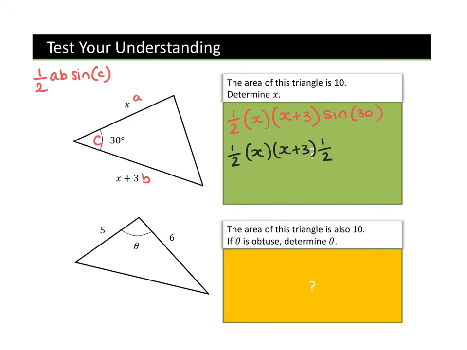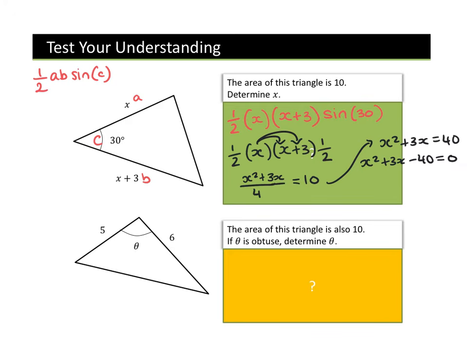So I've actually got a half lots of x plus 3, lots of a half, because sine 30 is a half. Okay, now me being myself and how I work, what I would do is I would put everything over 4, because a half times a half is a quarter, and then I would multiply this out. So I'm going to get x squared plus 3x over 4. This equals the area which told us is 10. I can now multiply everything by 4 to get x squared plus 3x equals 40. I'm going to get x squared plus 3x minus 40 equals 0, okay?